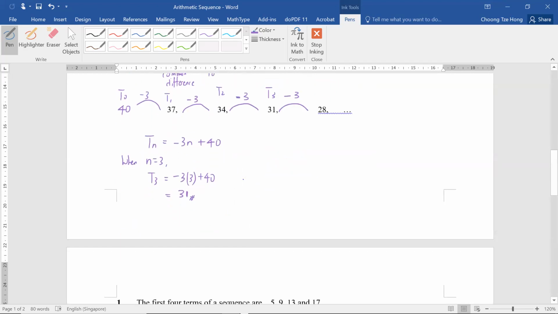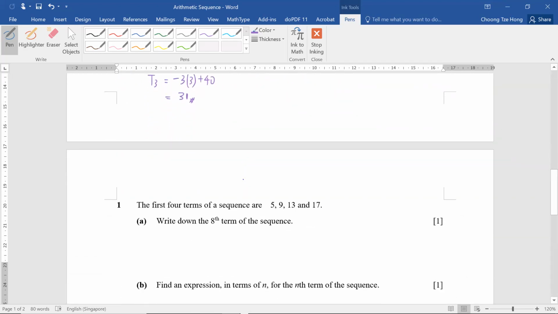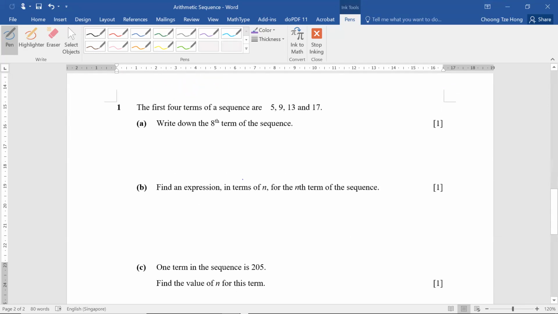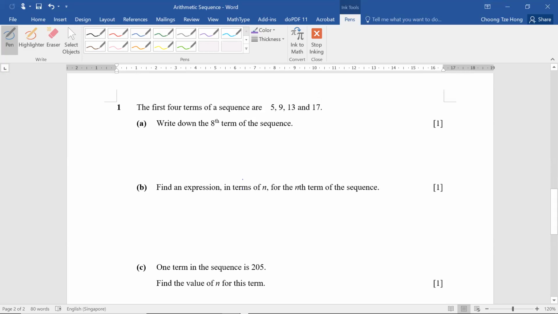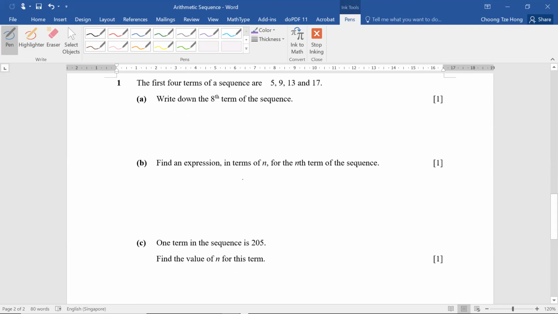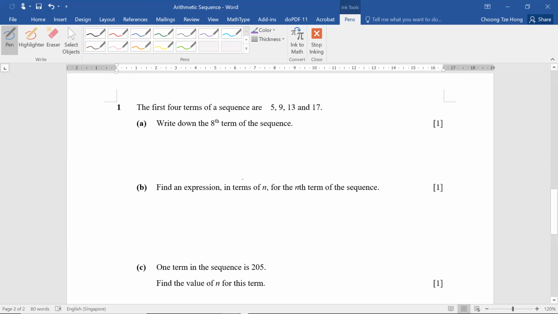Now we'll end off by taking a look at one question from the O level. This is the 2012 paper 1 question 7. If you look in your TYS, there are several questions like this. Usually in paper 1 that's very similar. So let's analyze this.